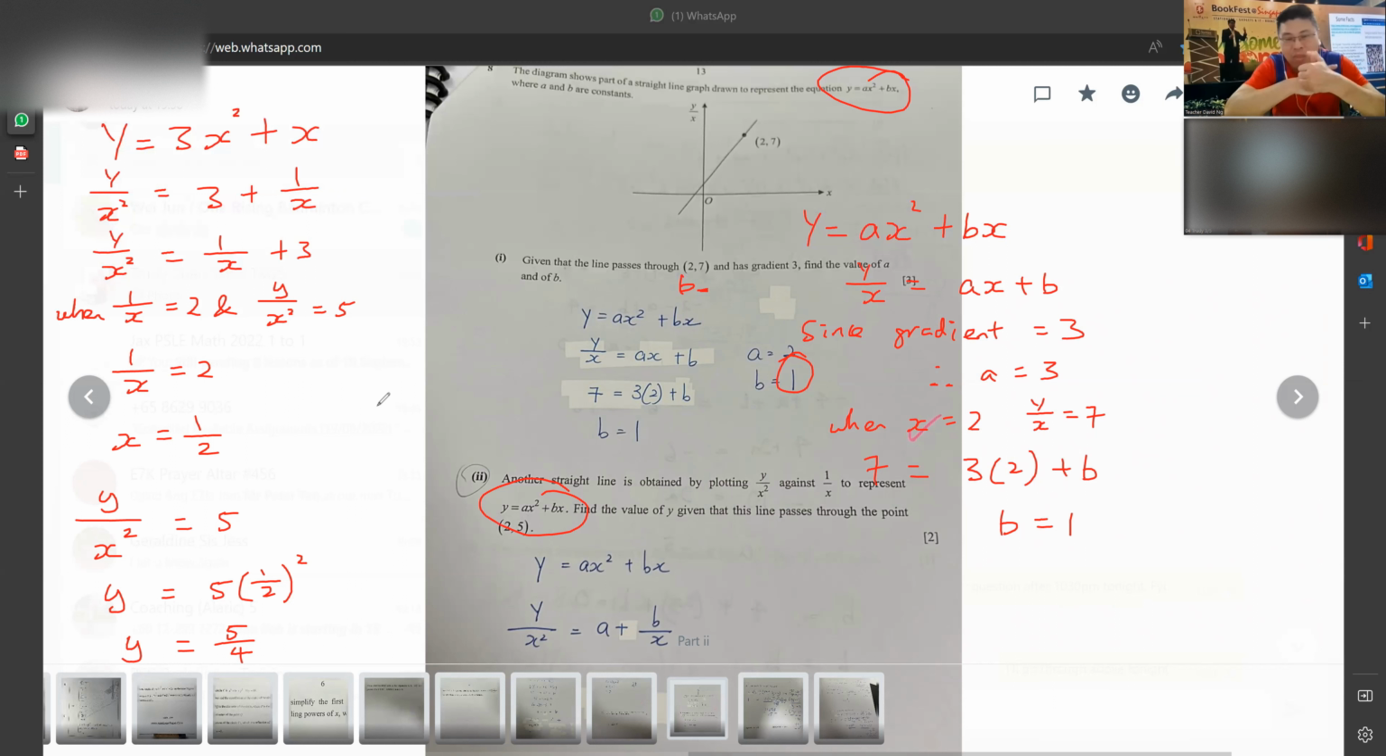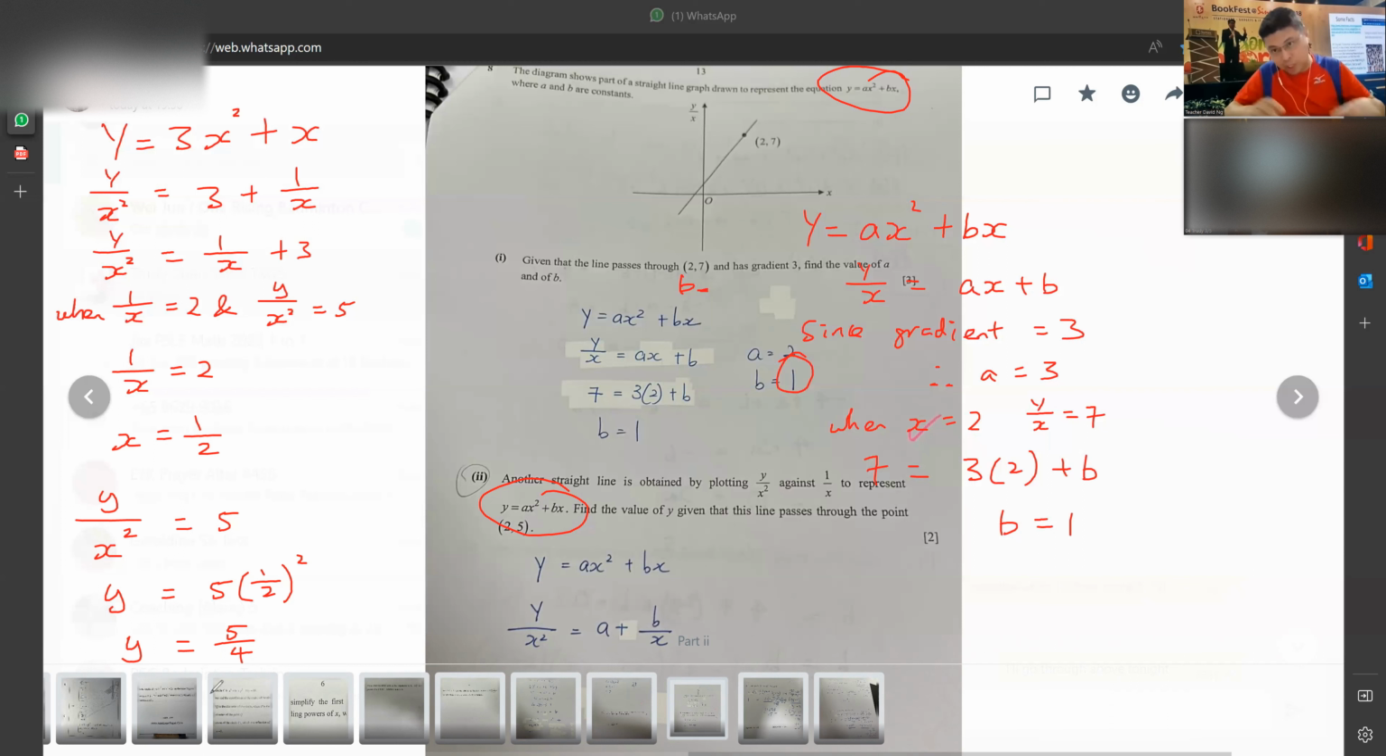Understand? If they are referring to totally different values, they shouldn't put a and b here. They should write px squared plus qx. Then you will know they are referring to another kind of line. Because they still use a and b here, and a and b is used here, they are referring to the same line. That's how you know.